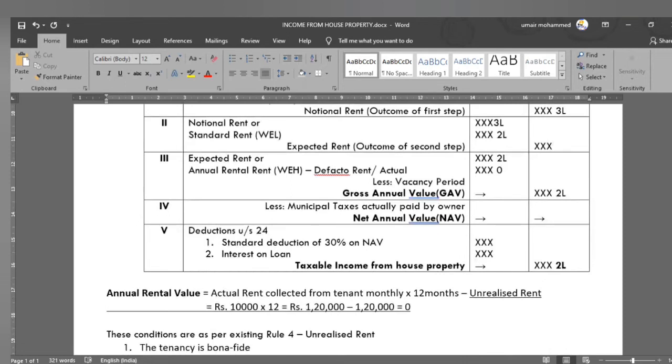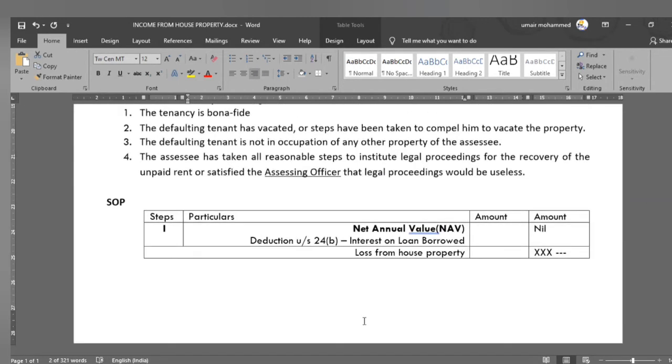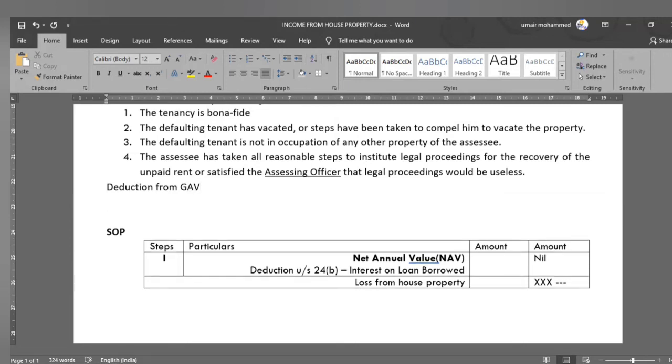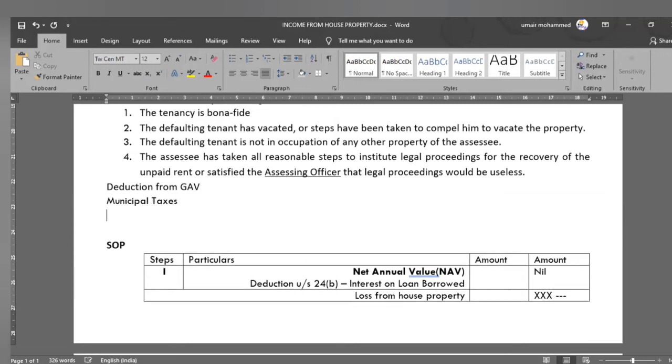So there are 2 deductions. One is from GAV and one set of deductions are from NAV. So from GAV, what you can deduct is municipal taxes. So I'll just write here deductions from gross annual value. So there's only one deduction here, which is municipal taxes.